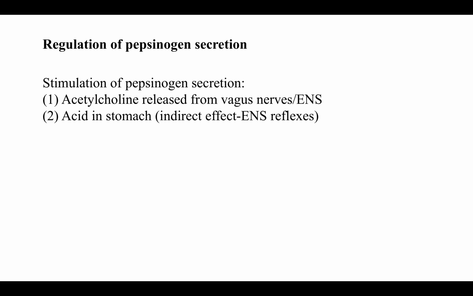Now, pepsinogen secretion is stimulated by acetylcholine, which is released either from the vagus nerve or the enteric nervous system, or by the presence of acid in the stomach. And this is an indirect effect mediated by enteric nervous system reflexes.